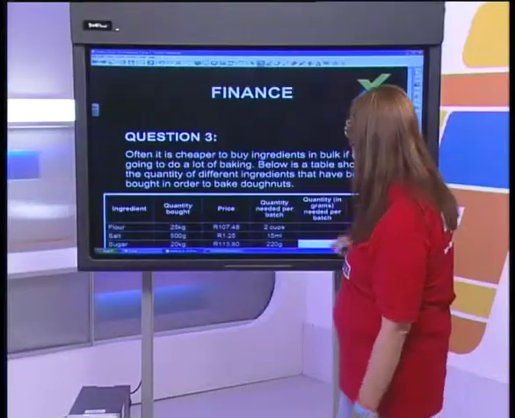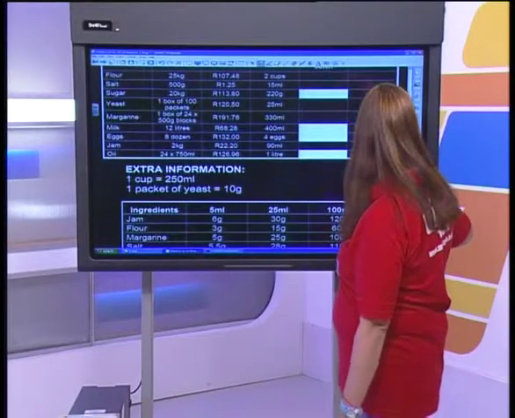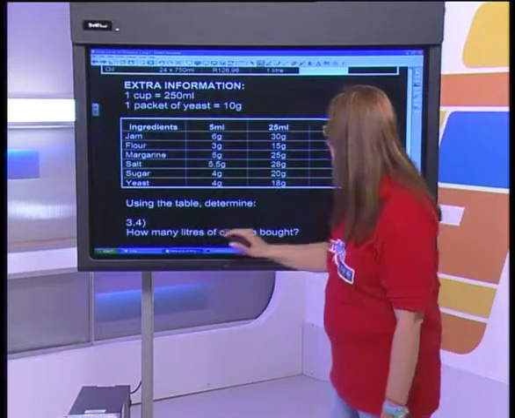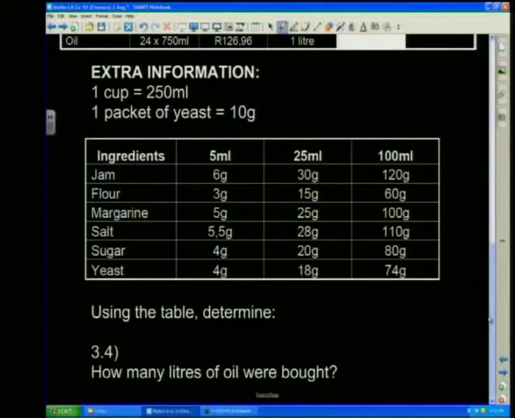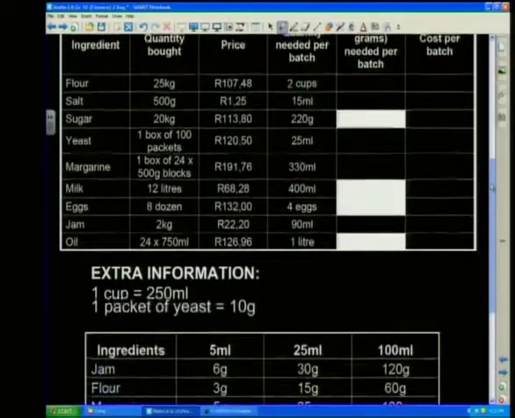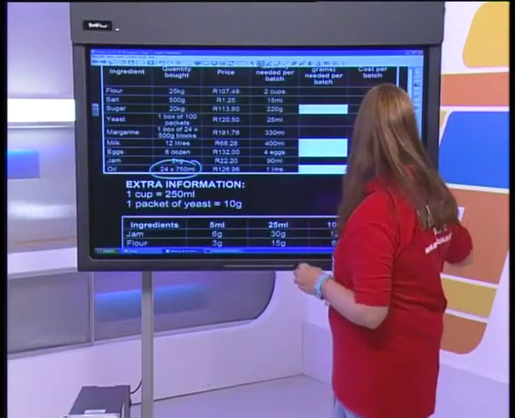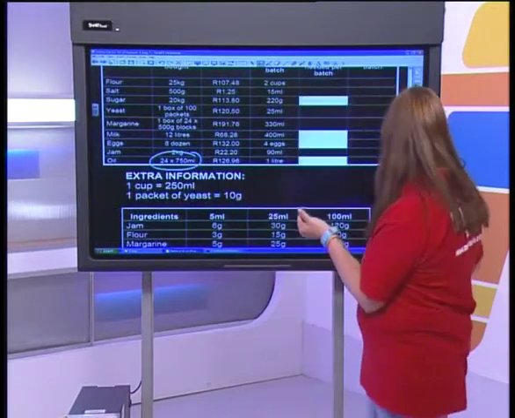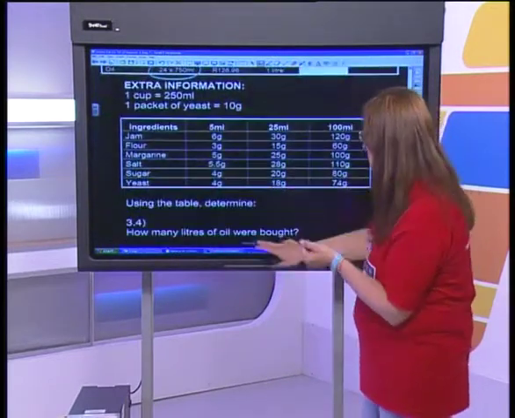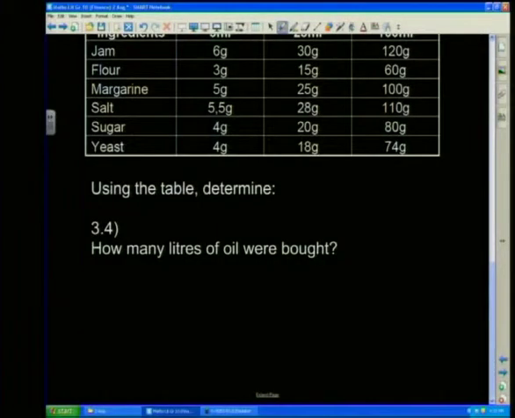Right. And next question is, how many liters of oil were bought? So going back to my table, oil, we had 24 times 750 mils. So we're now going to have to calculate how many mils, and then convert it to liters. So we had 24 bottles of 750 mils.